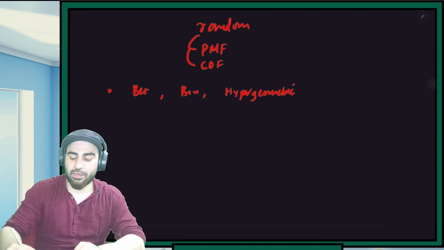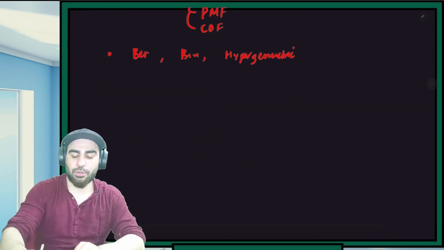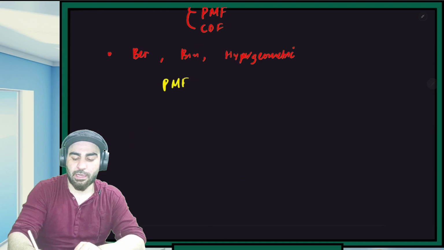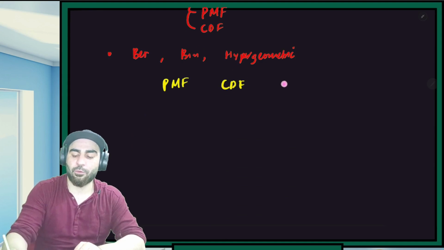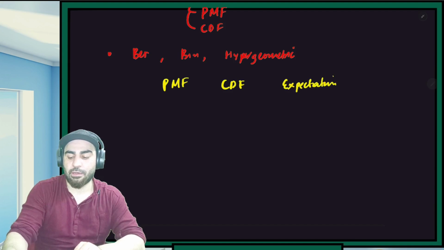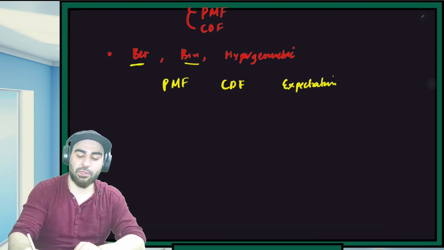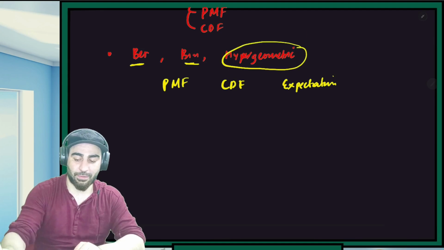With those random variables, we also computed their PMFs and then CDFs. And then we also read about expectations. Then we computed the expectation of Bernoulli and binomial, and this is homework for you.